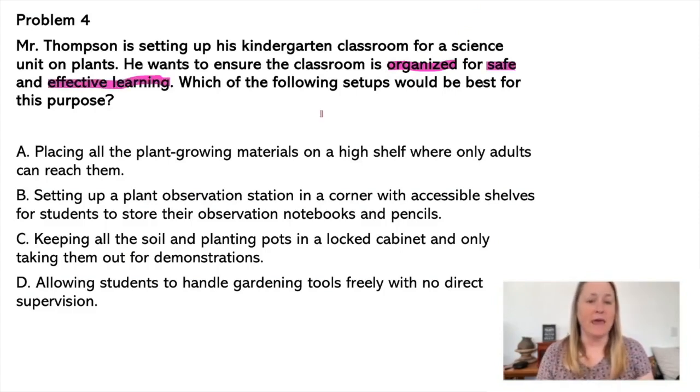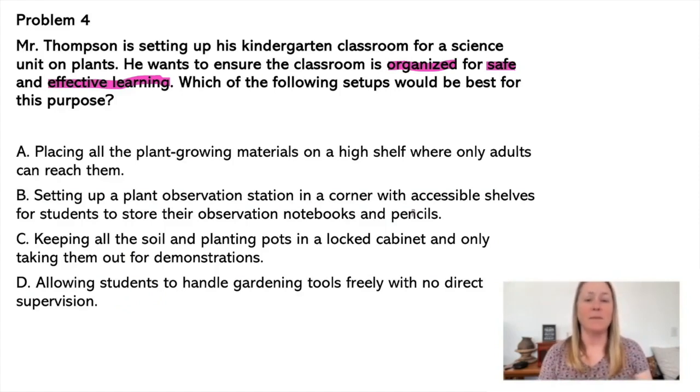So options A and C limit student interaction with the materials, which can hinder hands-on learning experiences. While safety is important, these options do not facilitate an environment where students can actively engage with the materials under supervision. Option D poses a safety risk by allowing students to handle gardening tools without direct supervision, which is not appropriate for a kindergarten classroom.